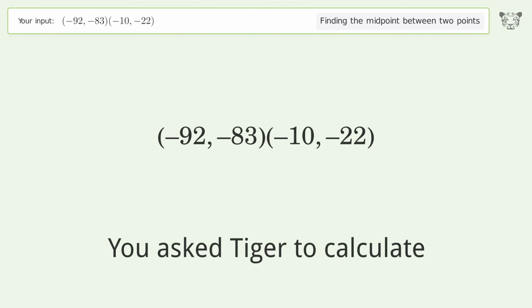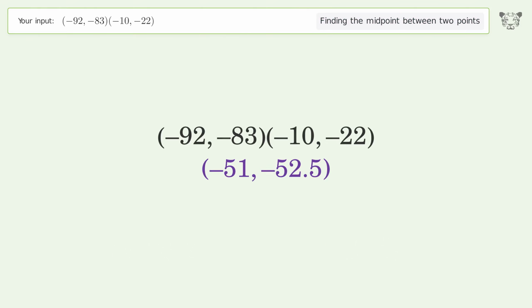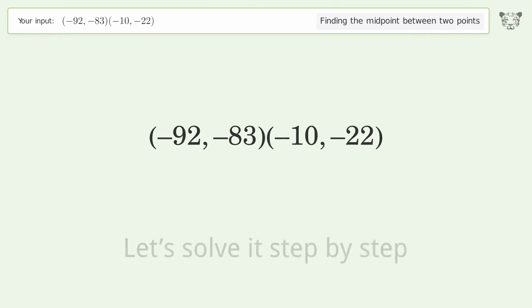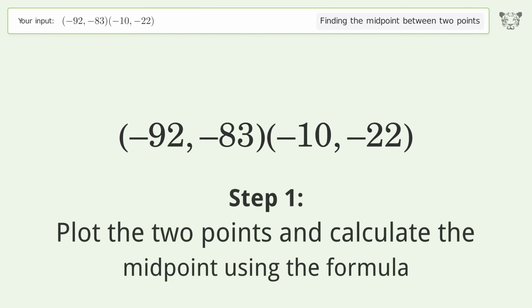You ask Tiger to calculate. This deals with finding the midpoint between 2 points. The midpoint between the 2 points is -51, -52.5. Let's solve it step by step. Plot the 2 points and calculate the midpoint using the formula.